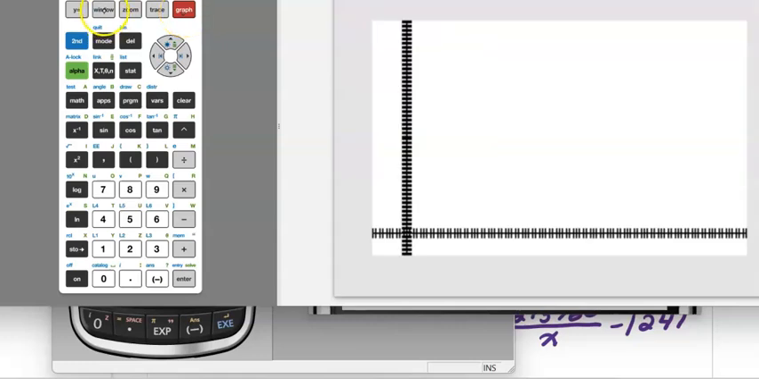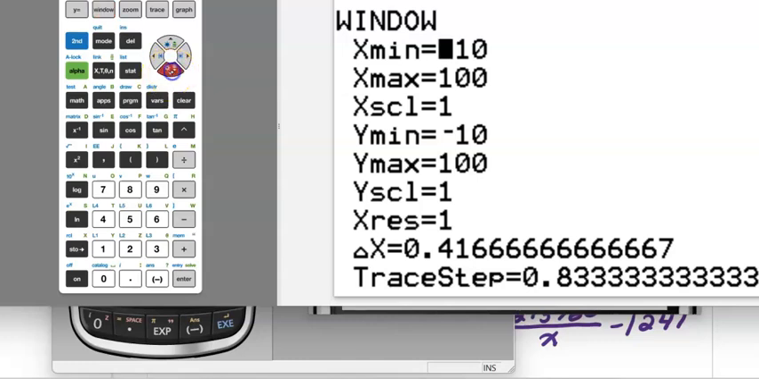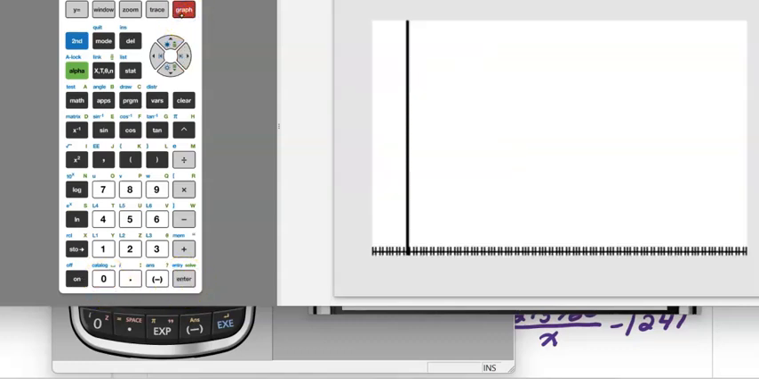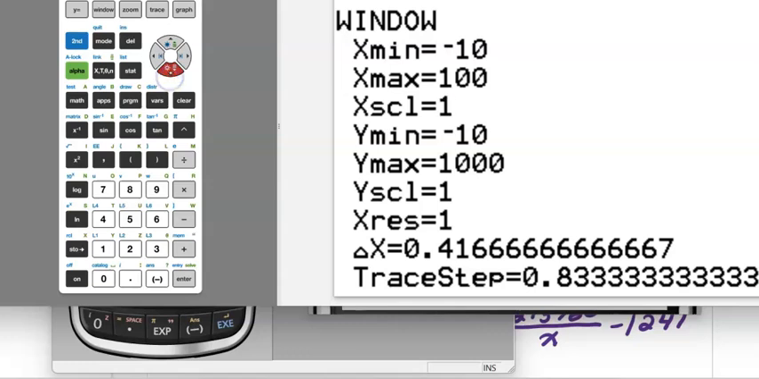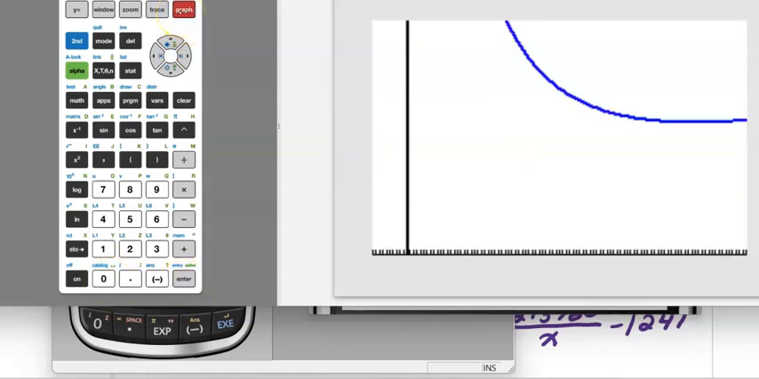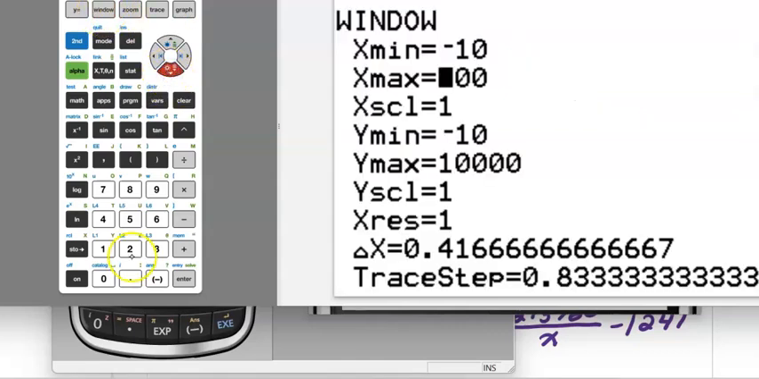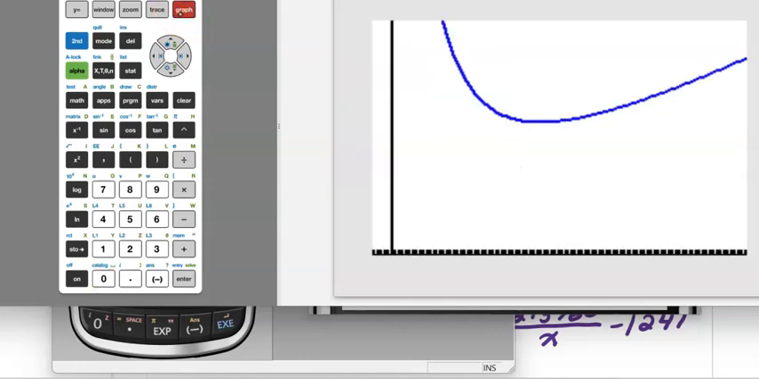So I don't see anything. I'm going to go back to window. And we're talking about cost, so I'm going to just add an extra 0 for the Y max. I'll go to 1000 and hit graph. I do not use zoom in or zoom out. Still do not see anything. I'll go back to window. I'm going to change the Y max to 10,000 and then hit graph. And now I see something. So now I can tell that maybe I need to go a little bit further to the right. So I'm going to press Window again, and I'm going to change this to 200 and hit Graph. And then I could see the minimum there.